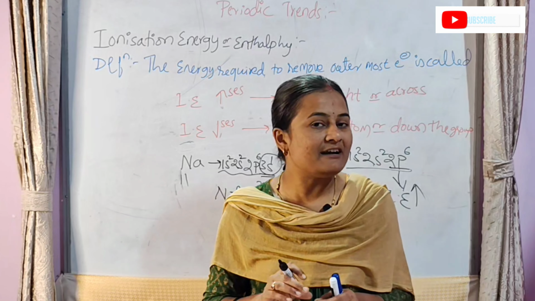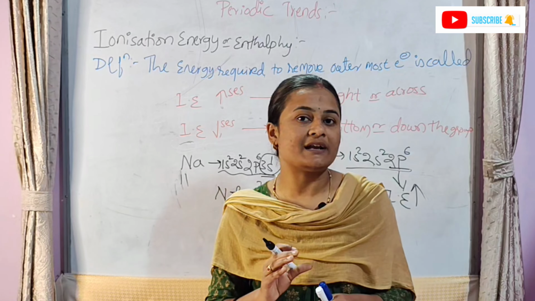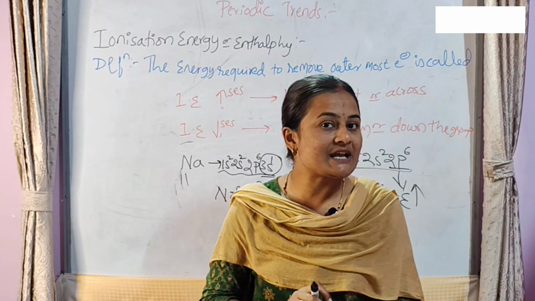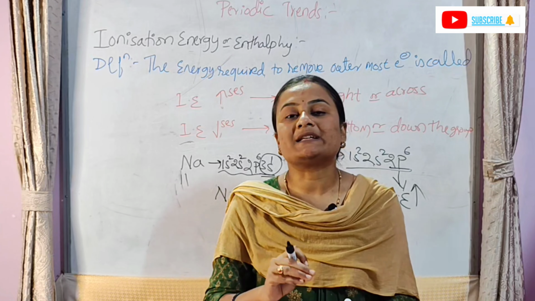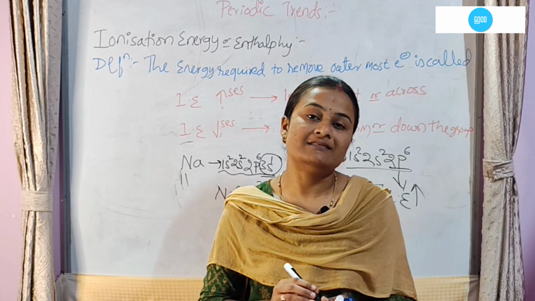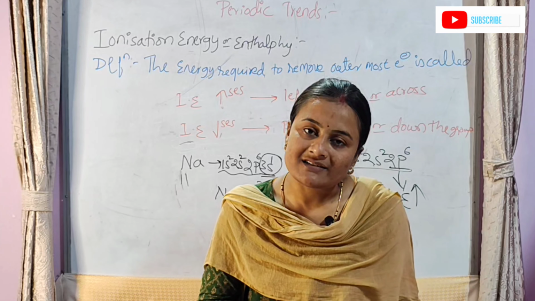The very important reason is, if elements have a half-filled or completely filled configuration, then they don't want to lose the electron, and a very huge amount of energy is required to remove the electrons present in the half-filled as well as completely filled configuration. This is about ionization energy.